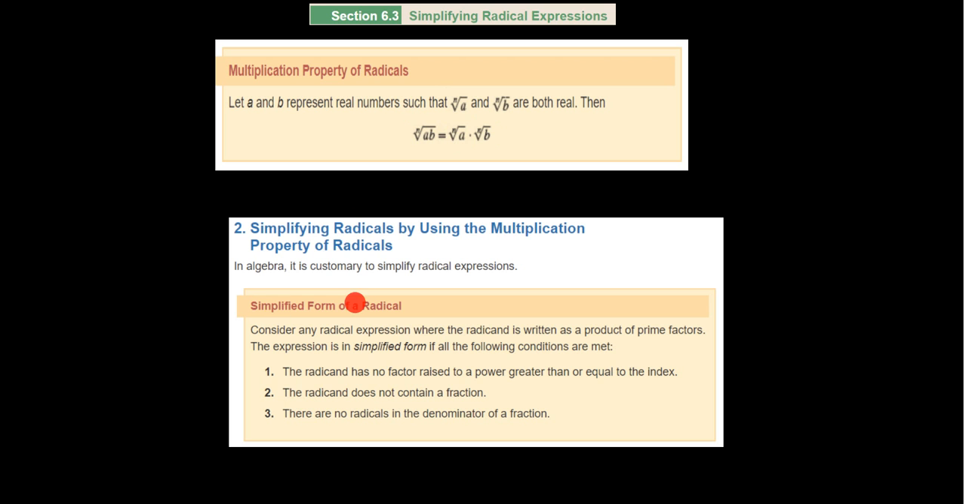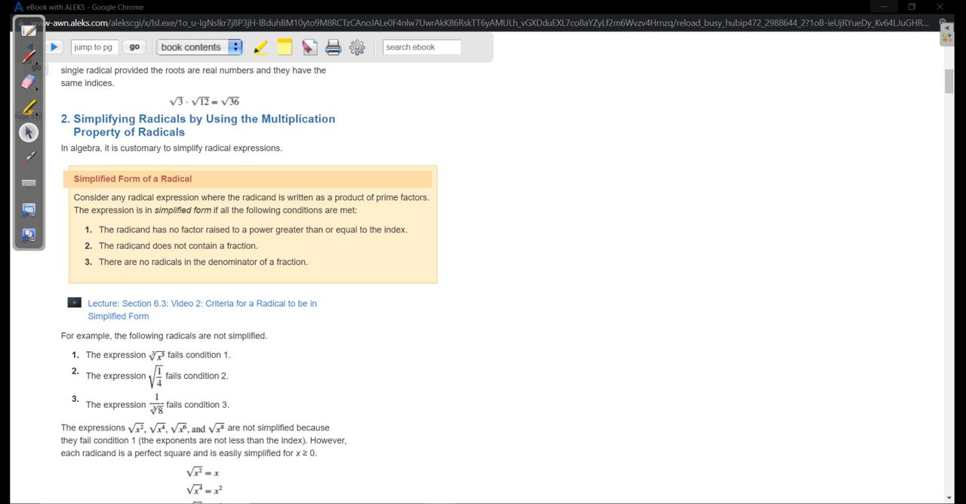So simplified form of a radical. We need to simplify radicals, and they must follow these rules here. So the radicand, right? The radicand is the number inside, has no factor raised to a power greater than or equal to the index. So we'll see an example of that. Number two, well, okay, we'll see an example of that, but I'll also try to explain it. So the radicand again is the inside. Right. I guess that's what the paragraphs are for, huh?